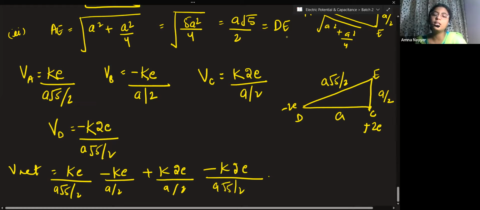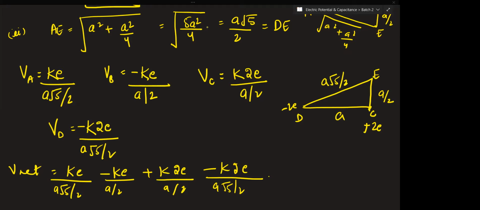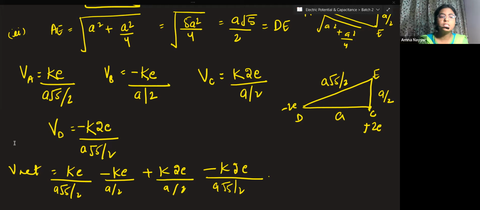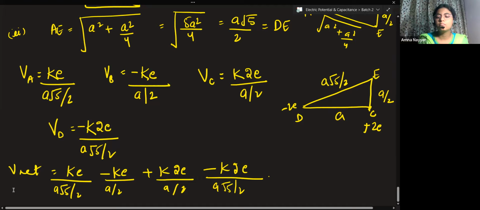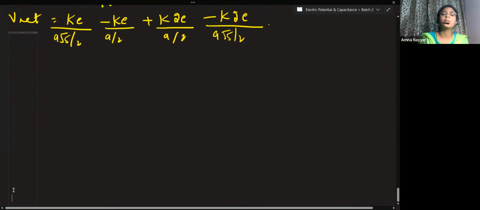Once you have all the values for potential, what did we do? We first took the general formula for potential, KQ by R. So you have K, the constant, that will remain same. You have to see which charge is contributing, then the separation or the distance that you are considering. That gives you the net potential. Once you have the net potential, then you will be easily able to calculate the net answer.